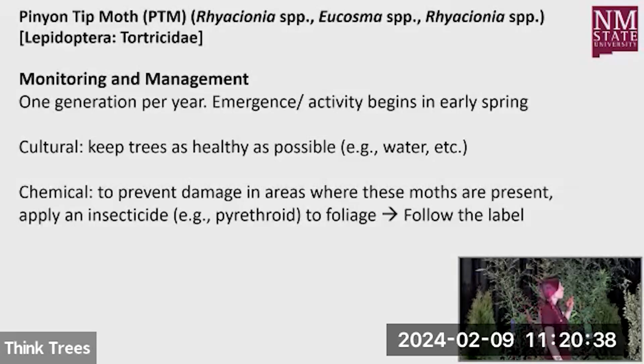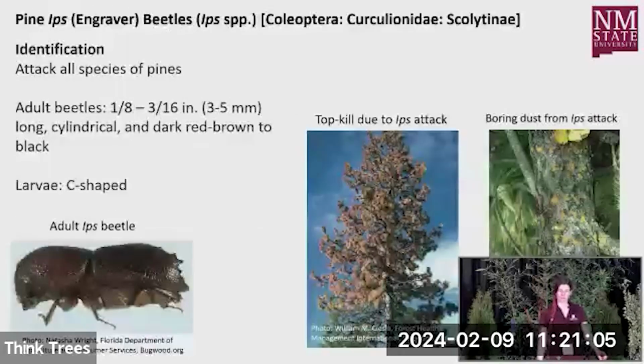Thankfully, these have one generation per year. Not too bad. Emergence activity begins in early spring. And it's keeping your trees healthy, because they target stressed trees. And there are chemicals available for managing the pinion tip moth. This is to prevent them, if you know that they're present, you can do it. It's a preventative type insecticide, to keep them from coming to your trees if you know that they're present. And again, follow that label.